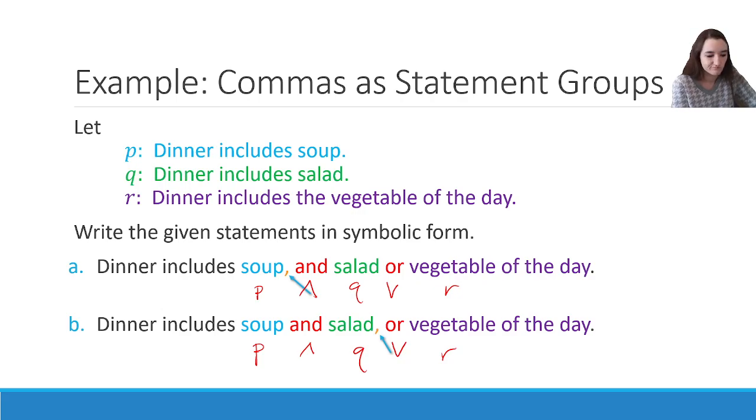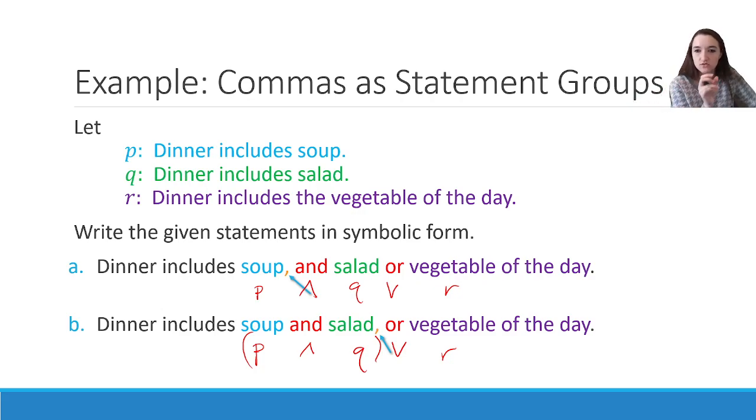But what do the commas do? Here we've got soup and salad grouped together, and this is easy. I can just put my parenthesis where that comma is and then make sure that I actually enclose everything together. So the ideas of soup and salad are together, and then or vegetable of the day is a separate thing. So B is a little bit easier than A, so I'm just going to go over B first. For B, this means that I can get both soup and salad, or I can get the vegetable.